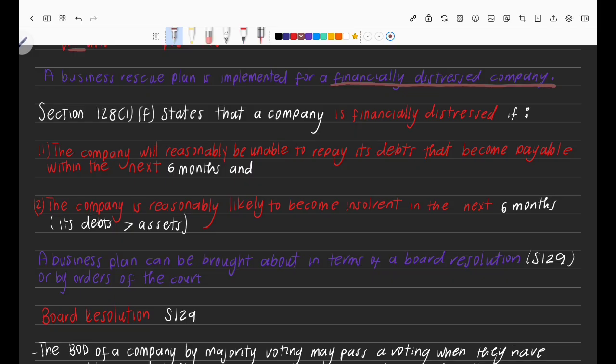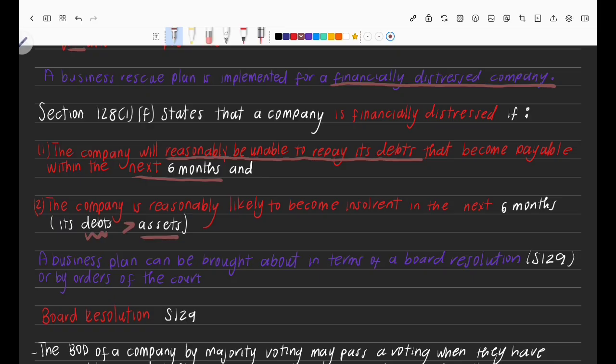right? So section 128 defines a financially distressed company as a company that will reasonably be unable to pay its debts that become liable within the next 6 months. So you're not going to be able to pay your creditors that you need to pay within the next 6 months. And the company is reasonably likely to become insolvent in the next 6 months, meaning your liabilities, your debts are going to be greater than your assets. So you are said to be financially distressed as a company if you won't be able to pay your debts within the next 6 months, and if you are insolvent, meaning if your liabilities are greater than your assets, right?